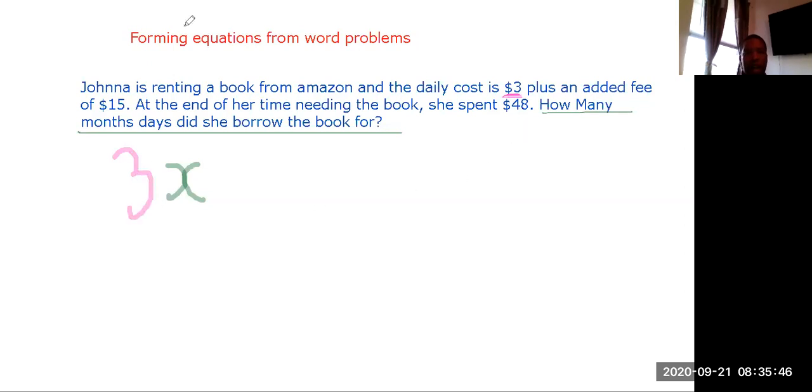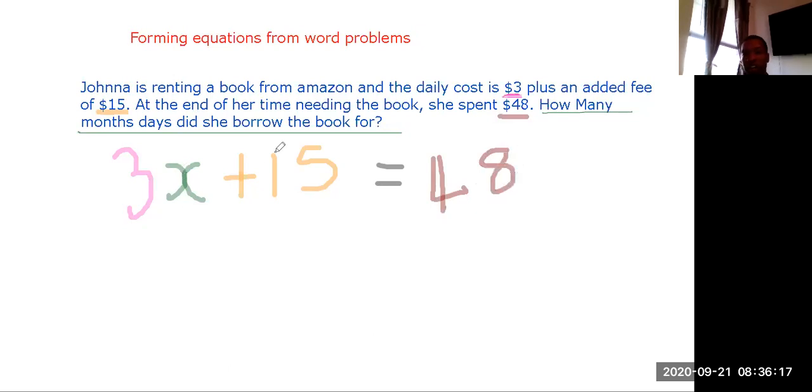All right. And then they said that there was an added $15. No matter what, you still have to pay $15. So this right here, and it's added, so it becomes plus 15. And that is equal to, it said that she spent $48 overall. $48. So that's how I write my equation.